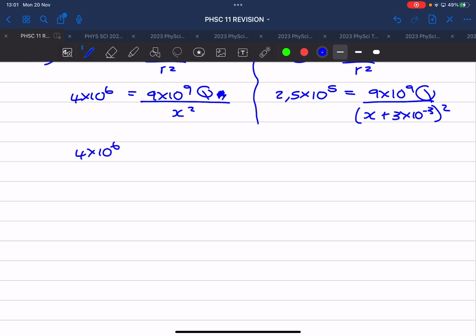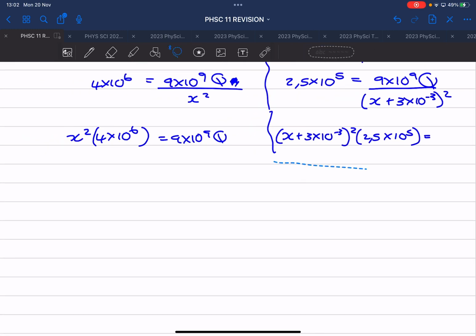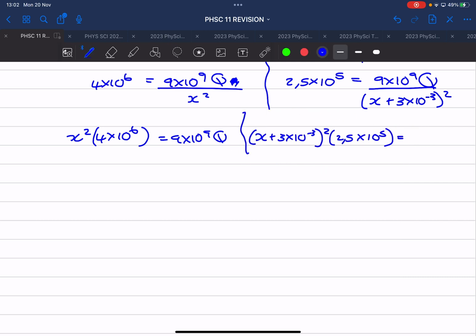So wat ek gaan doen, ek gaan nou nog meer cheat, want ek weet wat kom, is 4 maal 10 to the mag 6 maal x kwadraat, is gelijk aan 9 maal 10 to the mag 9 Q, en hierin gaan ek sê, x plus 3 maal 10 to the mag minus 3 kwadraat maal met 2,5 maal 10 to the mag 5 is gelijk aan 9 maal 10 to the mag 9 Q. Okay, so hulle albei, they're both equal to the same thing now.